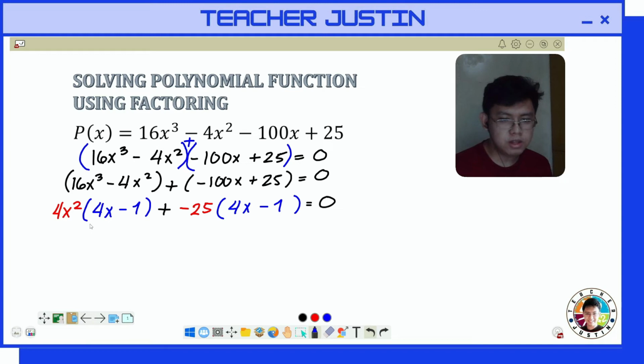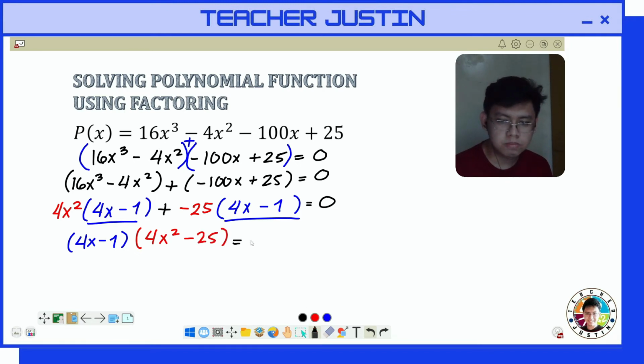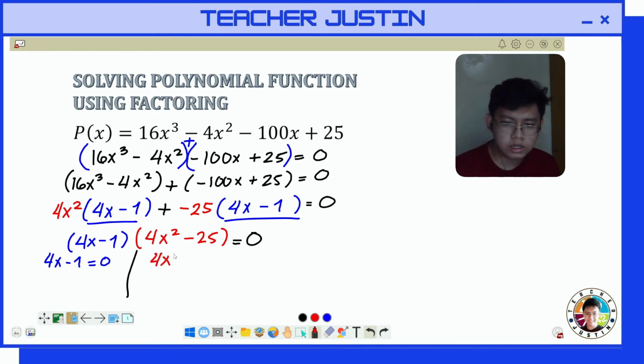Observing our polynomial, we have a common factor of 4x minus 1. So we will factor out our common polynomial, which is 4x minus 1, leaving us with the polynomial 4x squared minus 25 and then equal to 0. Okay, now that we factor our polynomial, our next step is for us to equate each factor to 0. So we have 4x minus 1 equal to 0, and we have 4x squared minus 25 is equal to 0.